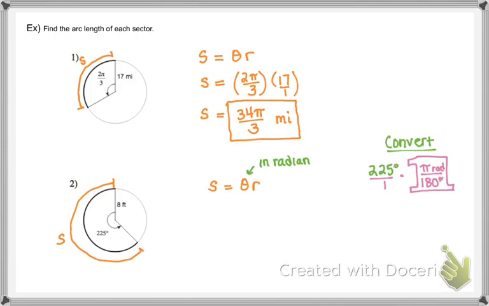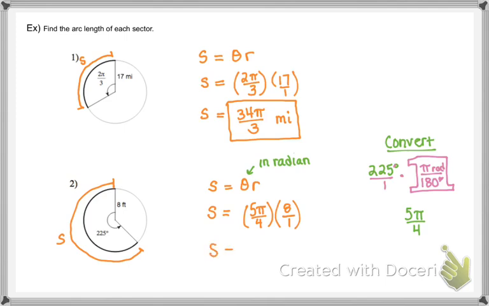And then 225 divided by 180, we can reduce that. And that's going to give me 5 pi over 4, right? 225 divided by 180 will give me 5/4. So 5 pi over 4. 225 degrees is the same as 5 pi over 4 in radian measure. And so that's the angle that I'm going to put into my formula. 5 pi over 4 times the radius, which is 8 over 1.